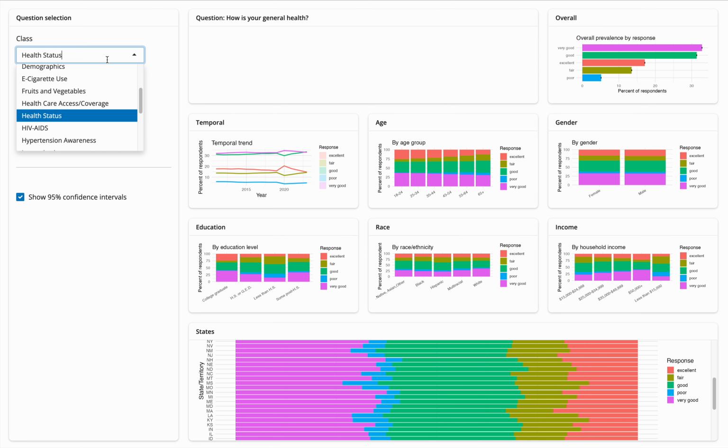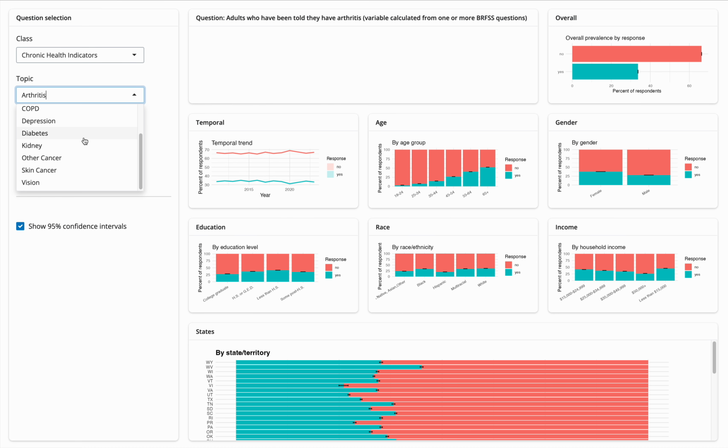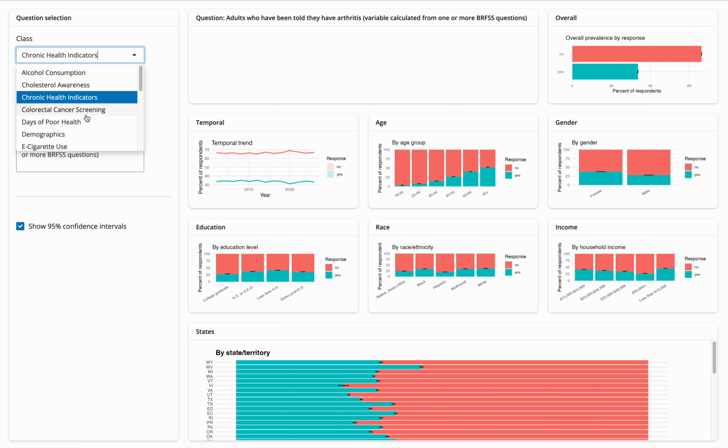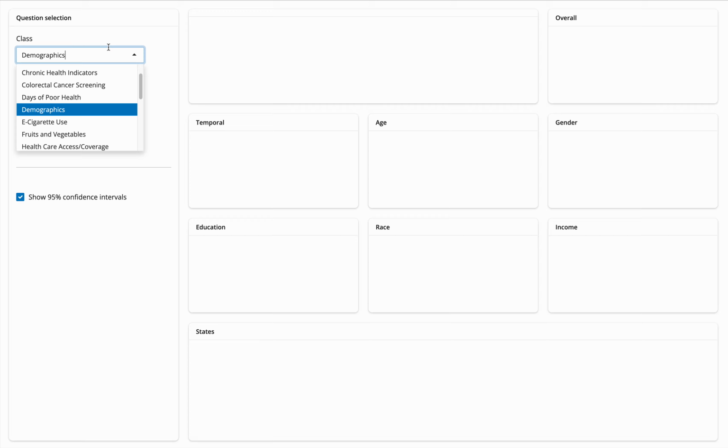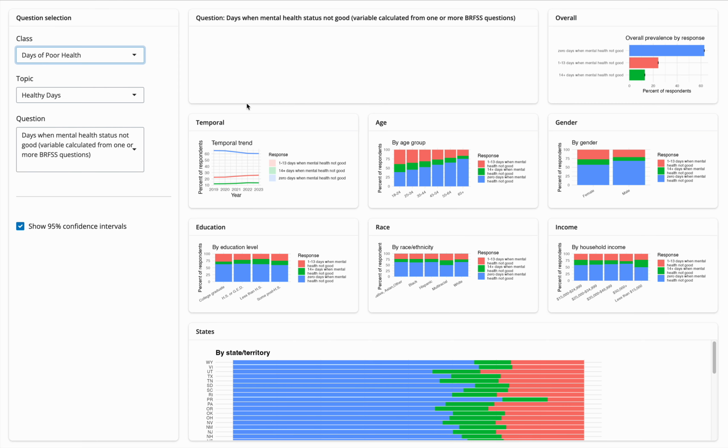Oh, there is one that I remember. Mental health, chronic health indicators. Days of poor health. There we go. So I found this one very interesting because over time, as you can see, 1 to 3 days of mental health is not good. 14 plus days of mental health is not good. So the younger generation really has actually worse mental health compared to as they get older, but it gets better. And I think that's due to life experience.